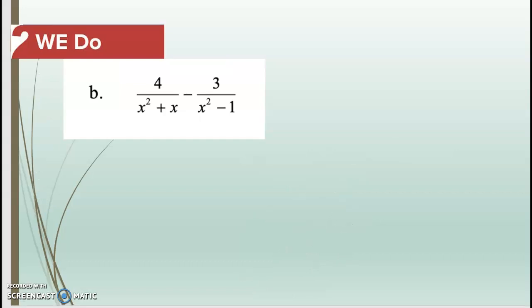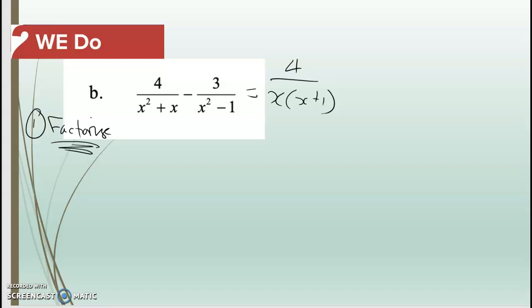Moving on. Let's look at a subtraction now. The first step, before we can do anything else, is to factorize everything. If we factorize first, then we can make a common denominator. The denominator on the first one becomes x(x plus 1), taking out a common factor of x. The second one is a difference of 2 squares: (x minus 1)(x plus 1).